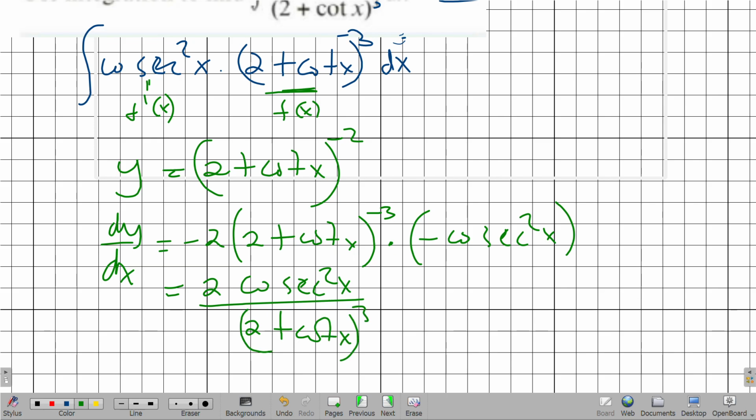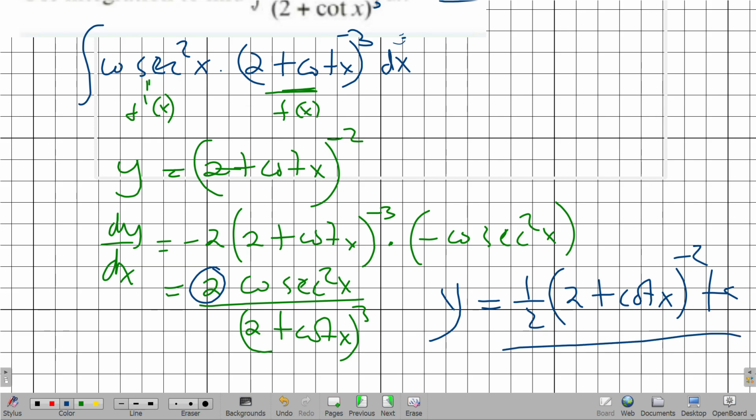So that's exactly what we have. The derivative of this function here is this function, which is exactly what we have here, except this 2. That's your k. So it is quite straightforward that what needs to be done is to remove the 2. And to remove the 2, we just say y is equal to half of this whole function here, which is 2 plus cot x to the power of minus 2 plus c by the reverse chain rule.